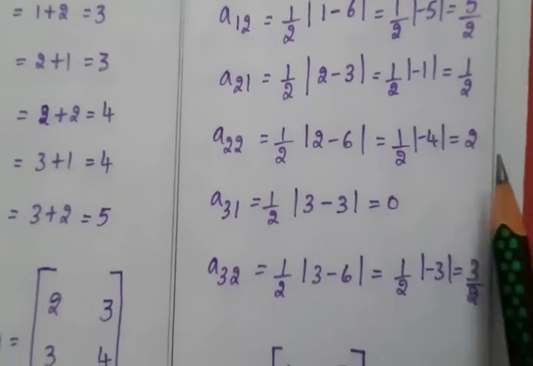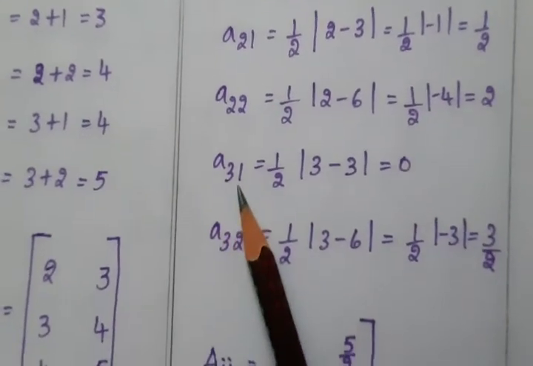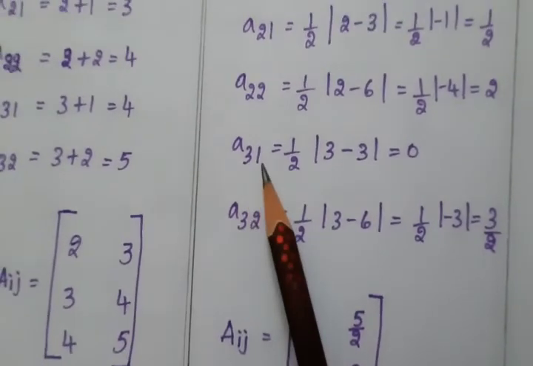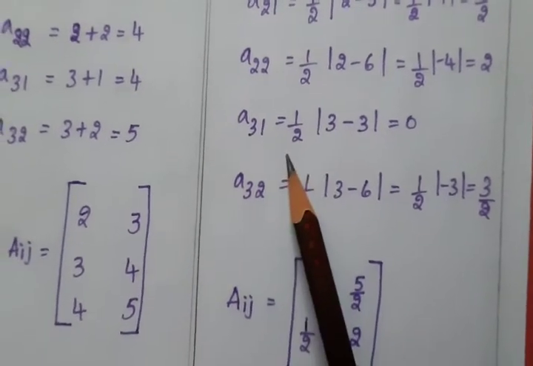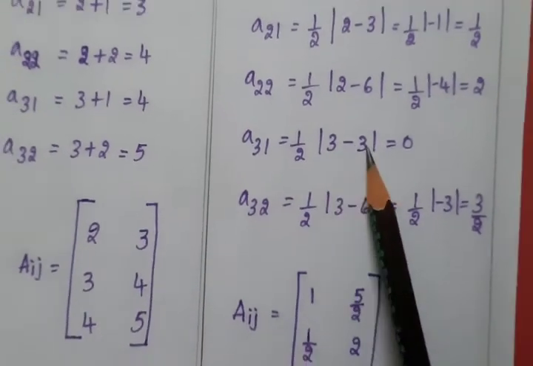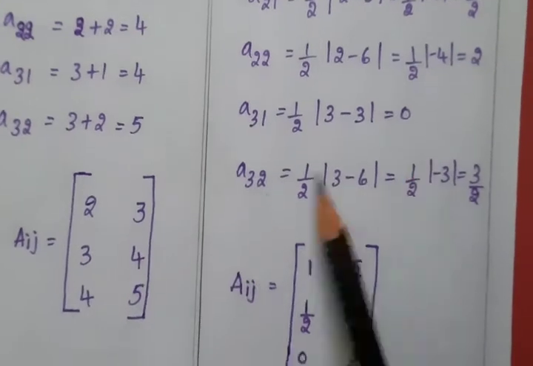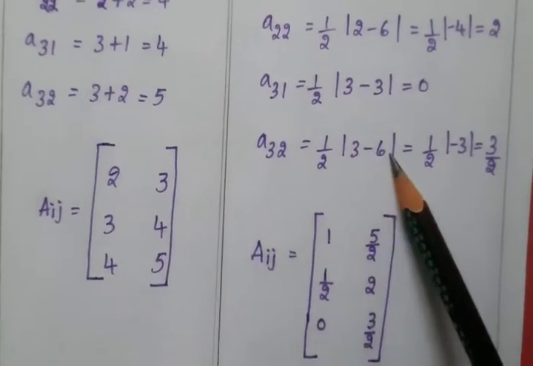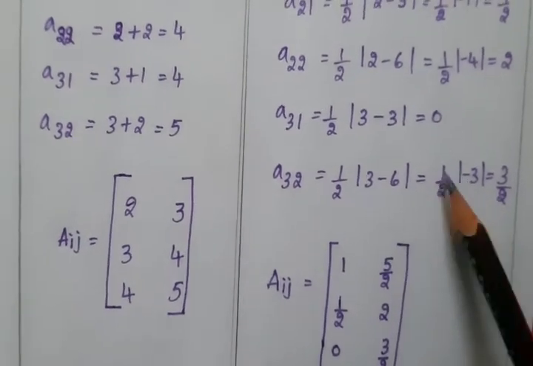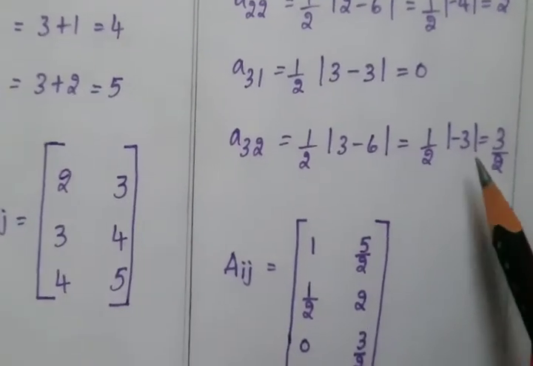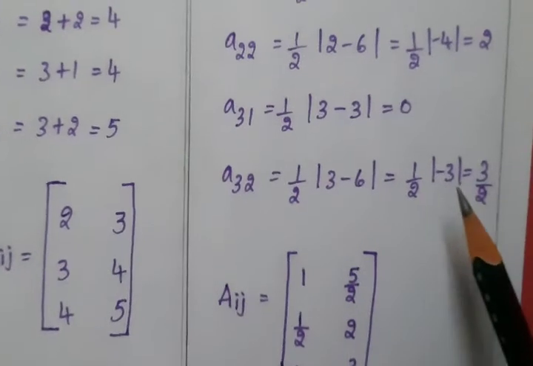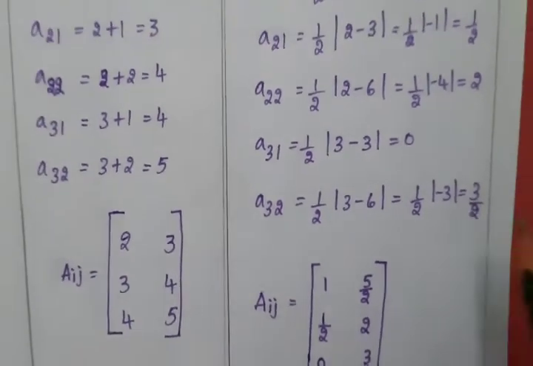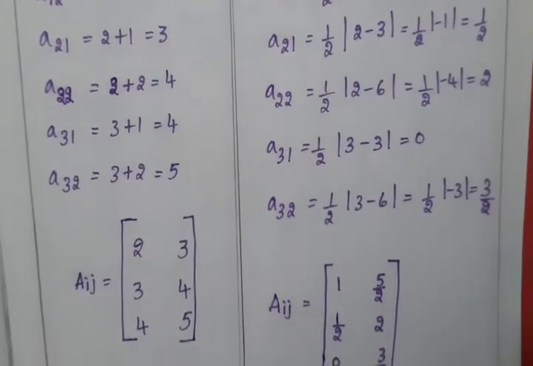4 by 2, 2. A31. i equal to 3, j equal to 1 equal to 1 by 2 modulus of 3 minus 3 equal to 0. A32. 1 by 2 modulus of 3 minus 6, minus 3. So 1 by 2 modulus of minus 3. In modulus minus 3 it will become plus 3. So 3 by 2 is answer.